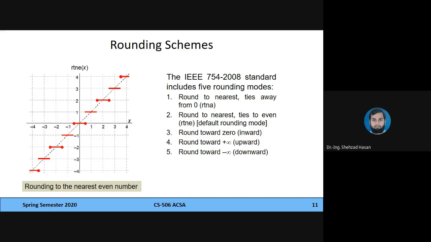So how are we going to do that? When you're talking about round to nearest ties away from zero, this means that you round to the nearest integer value, or the nearest number value, and ties go away from zero.